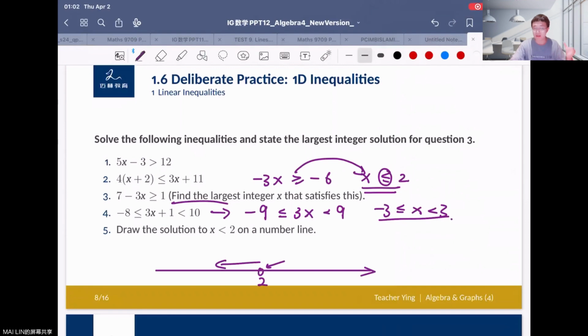Okay, that's our lesson. We have reviewed all about linear inequalities. They are very important, and I hope you can learn how to draw or sketch them on the axis. Okay, so that's for today's lesson.